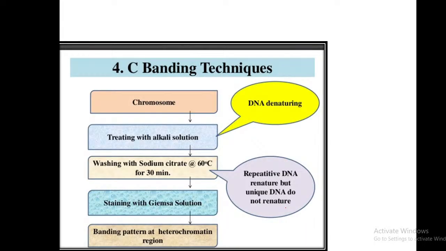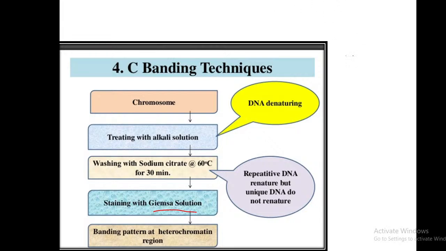Next is C banding technique. C banding technique is actually done with the GMSA stain itself, but the treatment is different. The pathway by which the chromosome is treated is slightly different from the Q banding. And these are the 4 basic types of chromosome banding techniques, or 4 types of staining technique, which is used to study the banding patterns in chromosome.